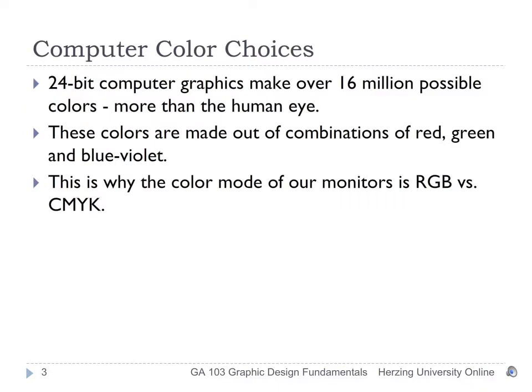We find many color choices on the computer. 24-bit computer graphics make over 16 million possible colors, which is more than the human eye can see. These colors are made out of combinations of red, green, and blue-violet. This is why the color mode of our monitors is RGB versus CMYK.